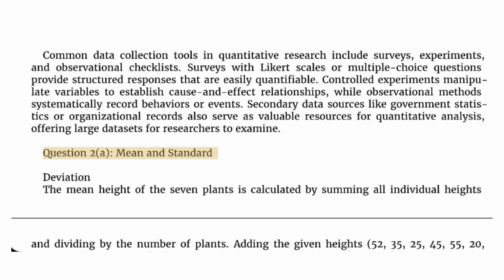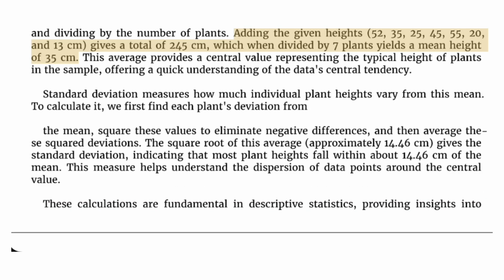Question 2a. Mean and standard deviation. The mean height of the 7 plants is calculated by summing all individual heights and dividing by the number of plants. Adding the given heights 52, 35, 25, 45, 55, 20, and 13 centimeters gives a total of 245 centimeters, which when divided by 7 plants yields a mean height of 35 centimeters.